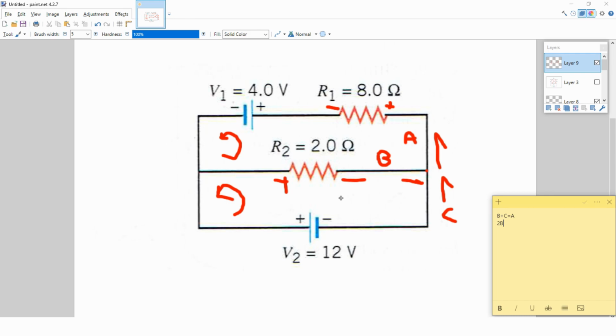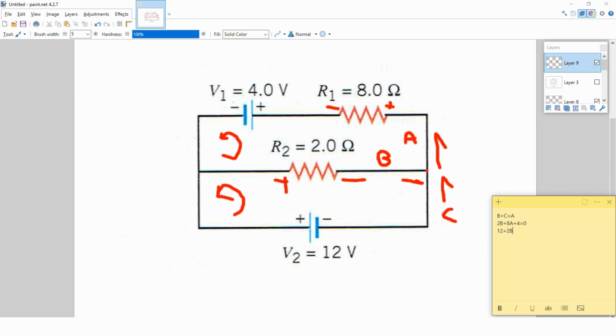2B plus, this is going to be a decrease as well, 8A, this is going to be a decrease as well, so plus 4 is equal to 0, because we don't have any rise, therefore the entire drop will be 0. We can do the same thing for this. Here we have a drop of 12 volts is equal to, and here we have a rise of 2 multiplied by the current, so 2B.